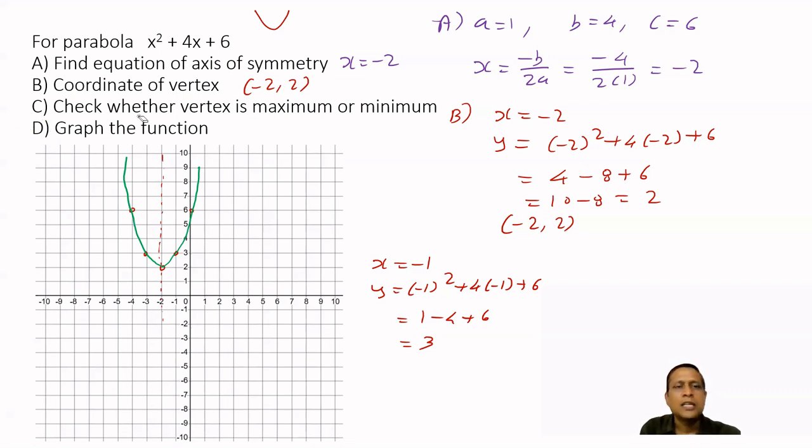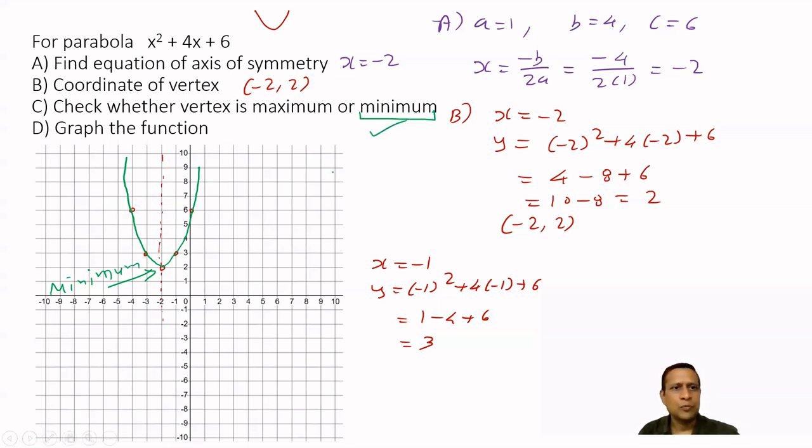Now, check whether the vertex is maximum or minimum. So, the minimum value of y is 2. Y cannot be less than 2. So here the vertex is minimum. Correct? Here the vertex is minimum.